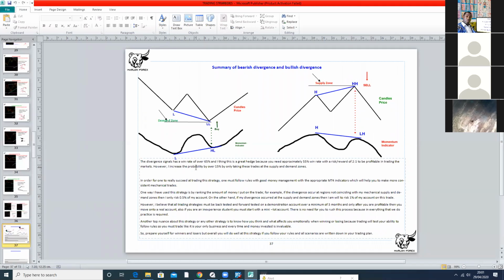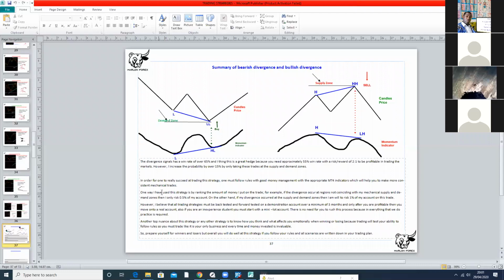However, I increase the probability by 15% only by taking the trades at the supply and demand zones. So you've got a much better chance if you're taking the trades at the demand and at the supply zones, okay? Now, in order for one to really succeed at trading this structure, one must follow rules with good money management, with the appropriate MT4 indicator, which helps you to make more consistent mechanical trades, okay?